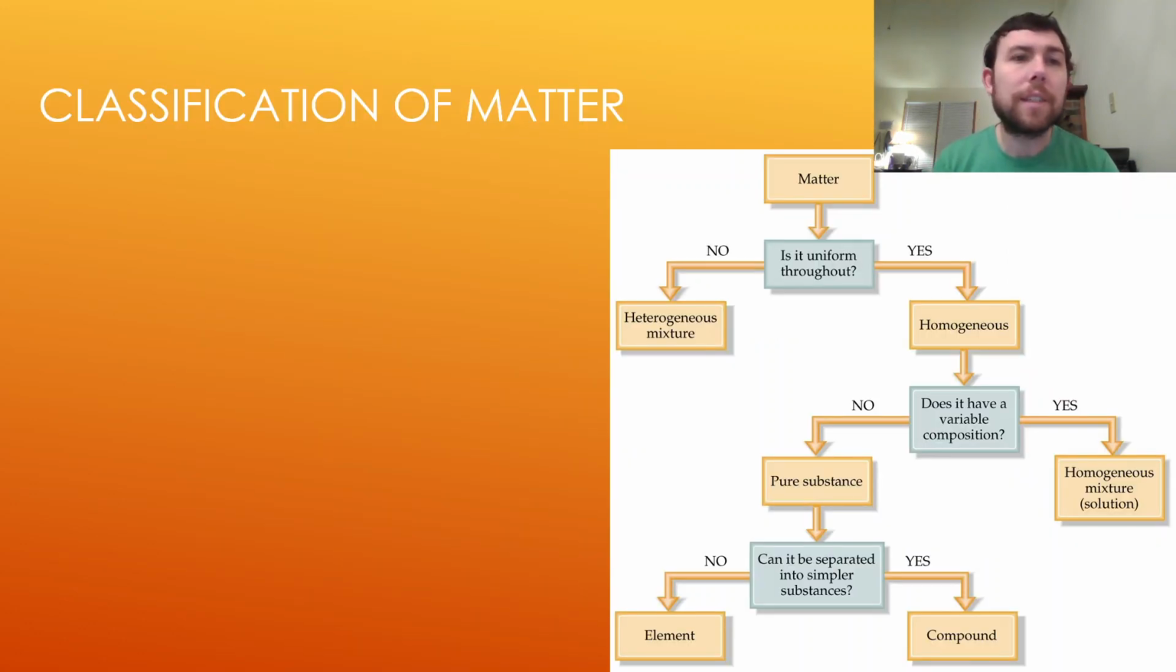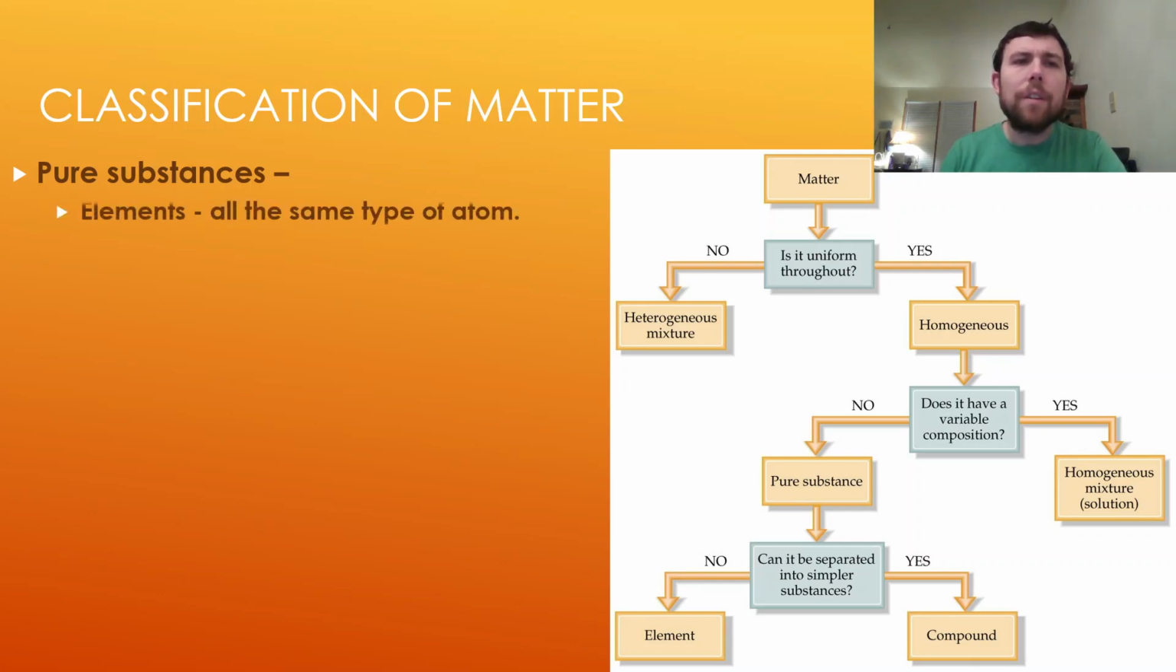That also leads us to the classification of matter, which again should be something we're familiar with. This flow chart comes from the textbook, and it gives you a series of questions to think about when classifying matter. Remember, a pure substance can be broken down into two different categories. The first is elements. Elements are found directly on the periodic table.